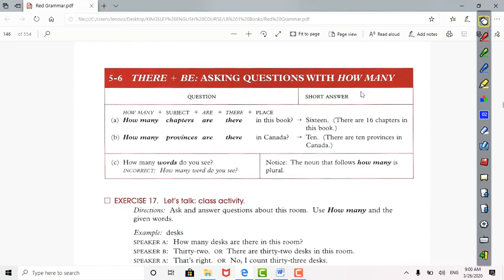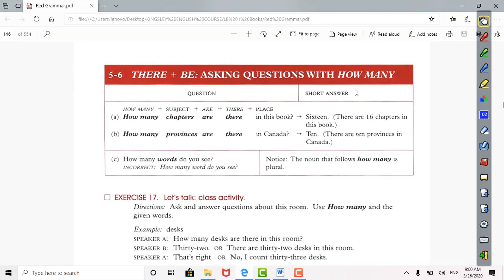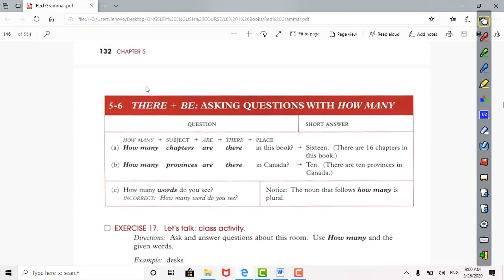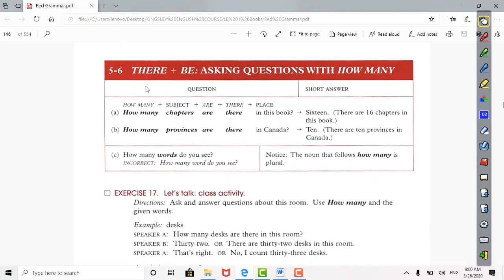This one is on page 133, my students. This one will be the last material for today. So, there plus be, asking questions with how many. Ada berapa banyak? Ada berapa banyak chapter gitu. Contohnya di sini: ada berapa banyak chapters yang ada di buku ini, dan ada berapa banyak provinsi yang ada di Kanada?